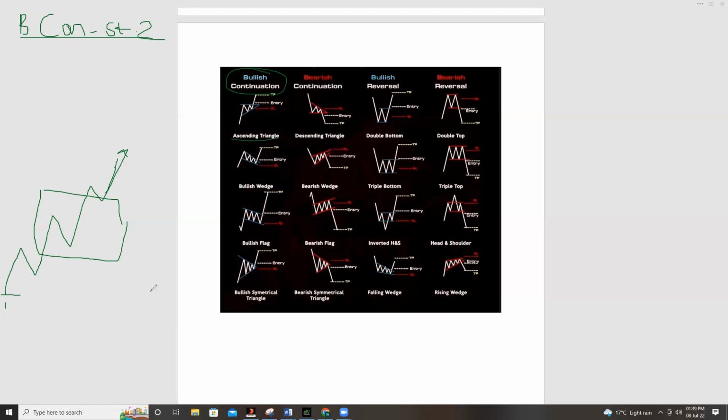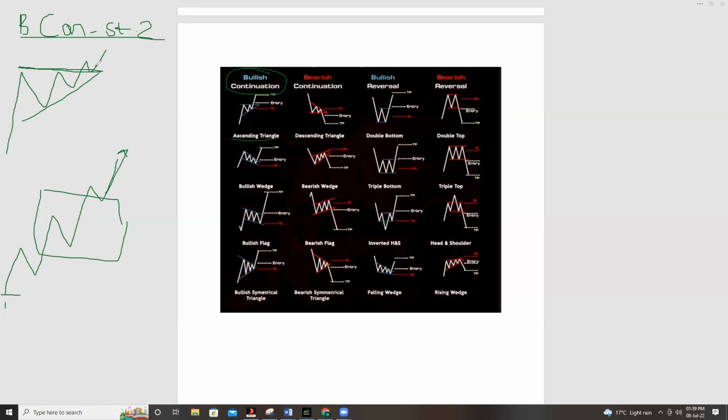Now for the ascending triangle, the top is usually flat, and the bottom is ascending. So the market is coming from the bottom, hits that flat top, breaks it, retests, and continues to the top. Note the top is supposed to be straight.